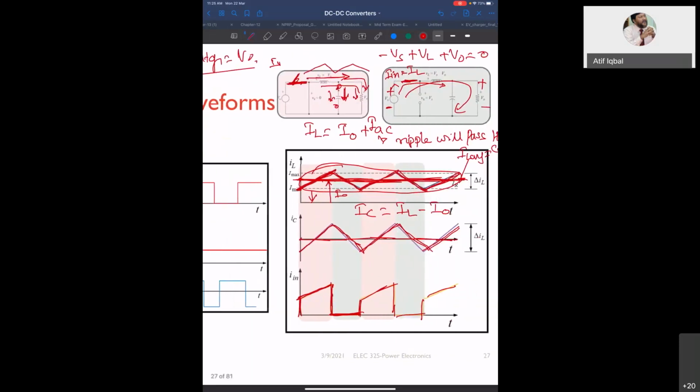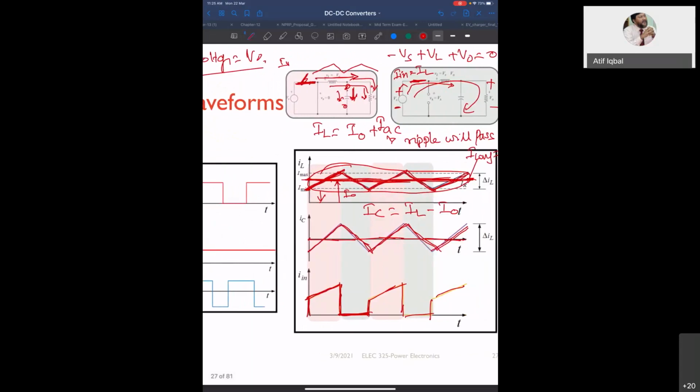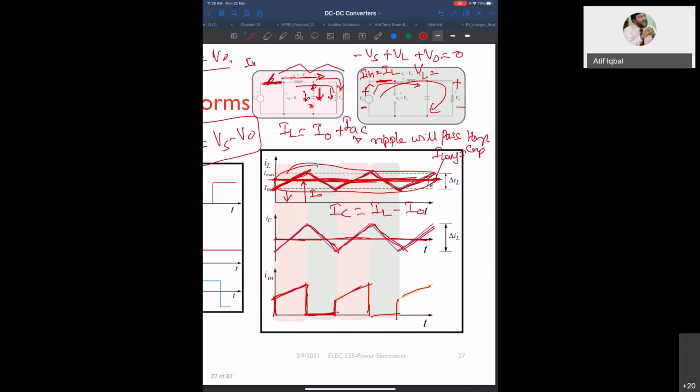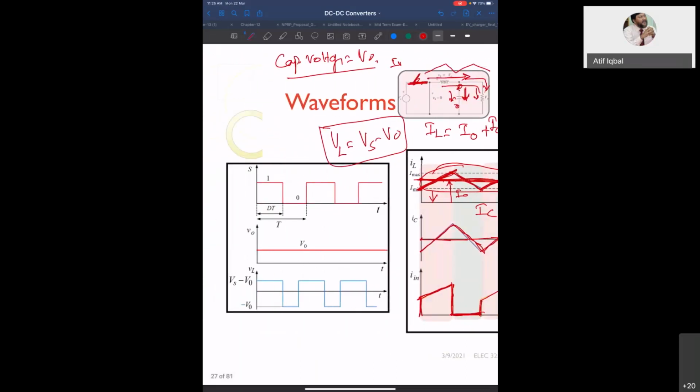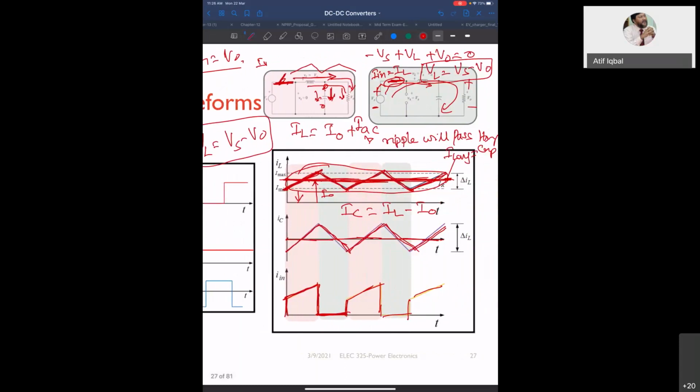So what is VL? VL will be equal to Vs minus V naught. This is the voltage across the inductor when the switch is on. So when the switch is on, the inductor voltage is Vs minus V naught. Now, what happens when the switch is off? What is the voltage across the inductor when the switch is off?